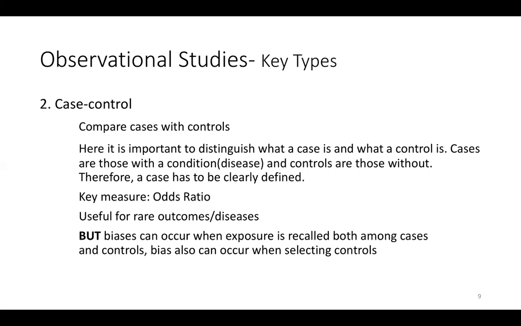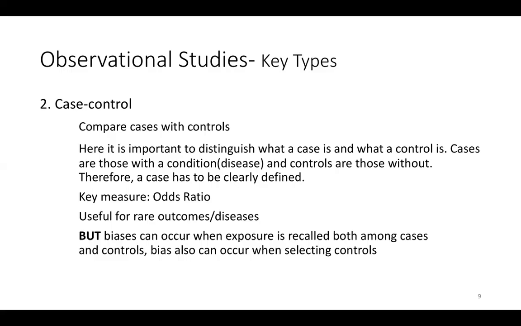Let's move on to case control studies. Case control studies compare cases with controls. Here, it is important to distinguish what a case is and what a control is. Cases are those with a condition, and controls are those without. Therefore, a case has to be clearly defined. A key measure in a case control study is the odds ratio.